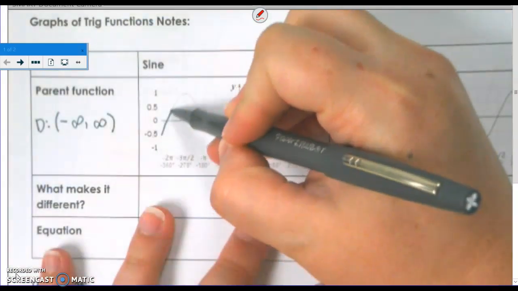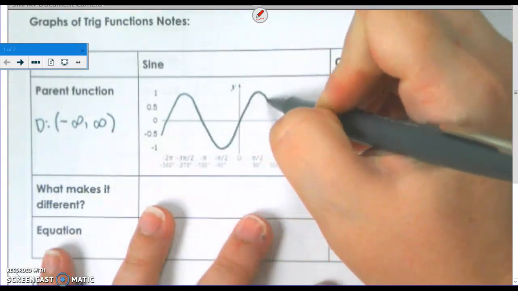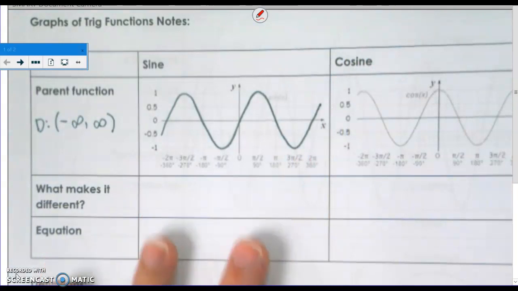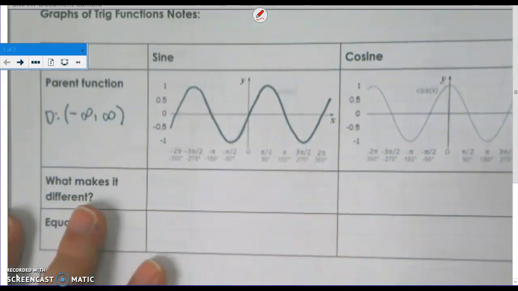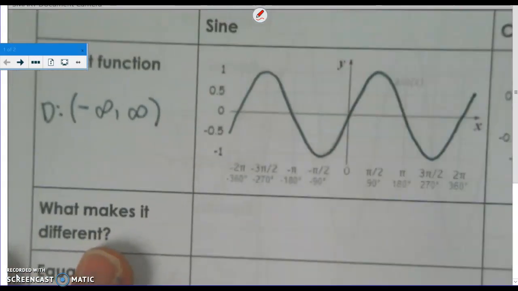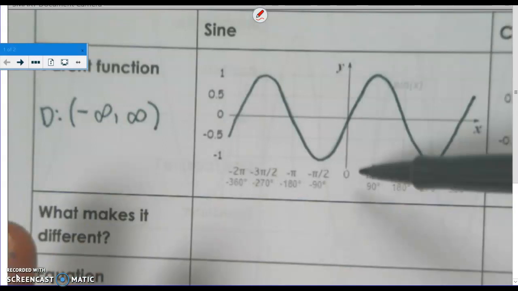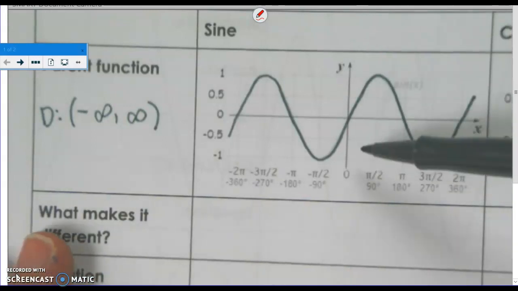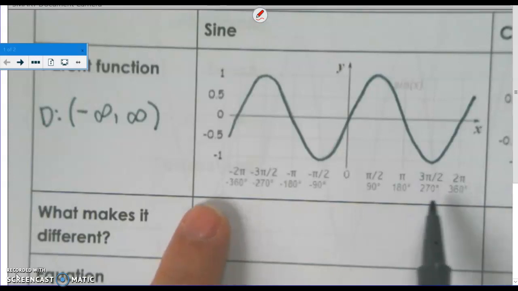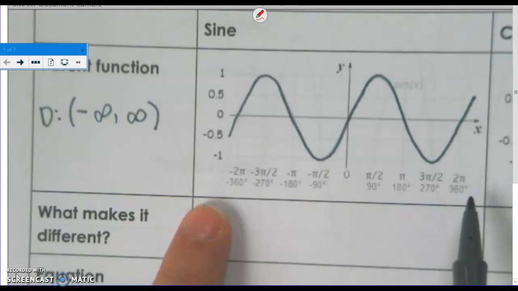I am going to trace this a little bit darker. All right, and if you notice, I'm going to zoom in a little bit. The y-axis is just regular numbers like we use on a y-axis all the time. But if you notice the x-axis, what are those? Pi.